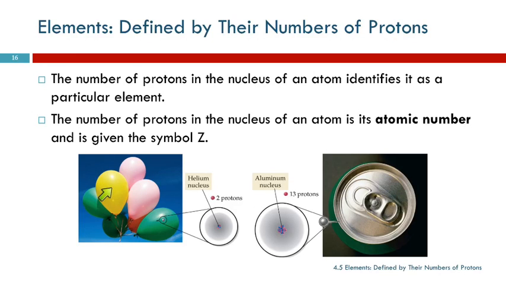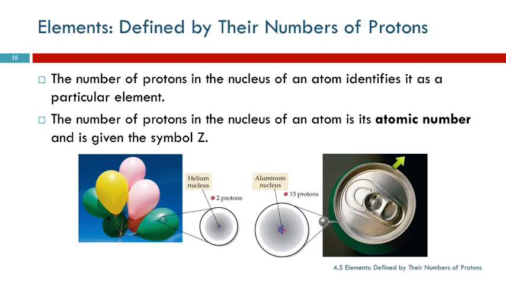So in these balloons is helium gas. Helium gas is composed of helium atoms, and in each helium atom there are 2 protons in the nucleus. Every helium atom has 2 protons in its nucleus. That's what makes it helium.